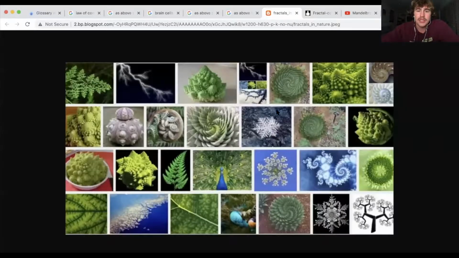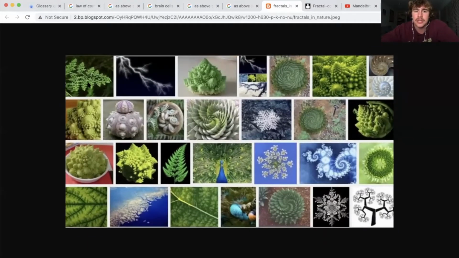So you can see the fractals within nature are very interesting. You can see them in fern leaves, in lightning, in tree branches, in all these various different plants, in river systems, in snowflakes. They're all throughout everything we notice, everything we see.